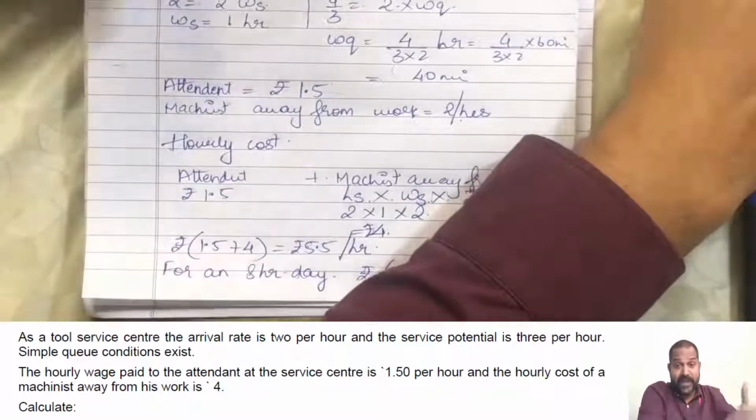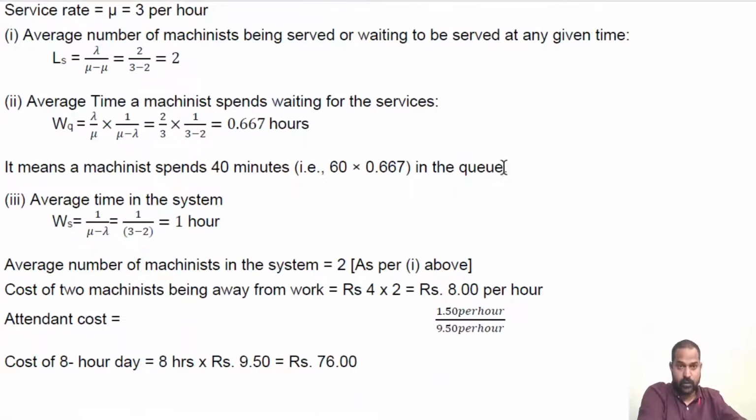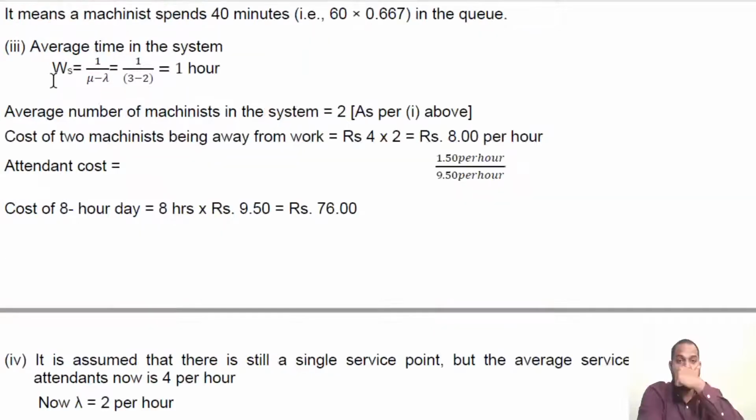Let's quickly check their part of the solution. Their part of the solution is number 3. Average time in the system is 1 hour. Average number of machinists is 2. Cost of 2 machinists being away from work. Now they haven't written this. Cost of 2 machinists being away from work for 1 hour every time is 8 rupees, because 4 into 2 is 8. Is that right? 1 minute. Have I made a mistake?